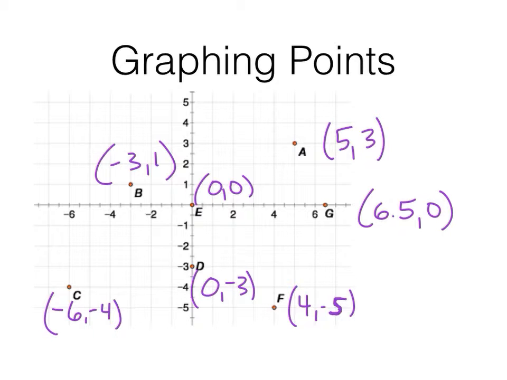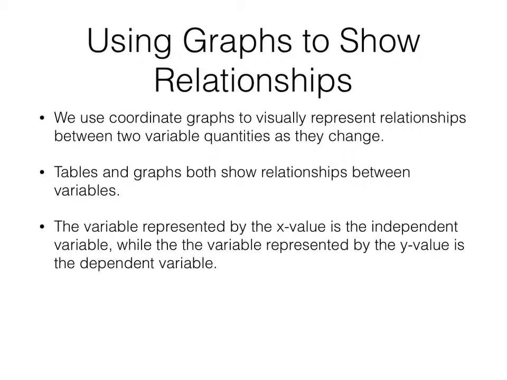Now, by the time you watch this, hopefully you've already gone back over that. Now, we're going to move on to using graphs to show relationships. So once you have the idea of the x and y axes, let's look at how we can take a real-life situation and take a graph to represent that real-life situation. We use coordinate graphs to visually represent relationships between two variable quantities as they change. You can use tables and graphs, and both of them show relationships between variables. You'll also learn about relating tables and graphs.